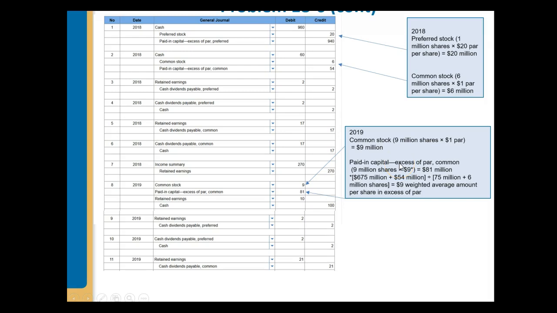The 675 million plus the 54 million, divide that by the 75 plus the 6 million shares, gives us a $9 weighted average amount per share in excess of par. Of course, we credit our cash for 100, and we will debit retained earnings for the remainder.